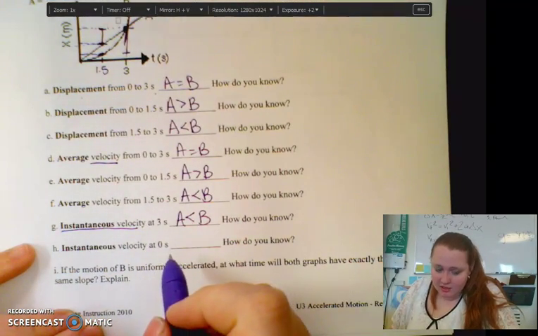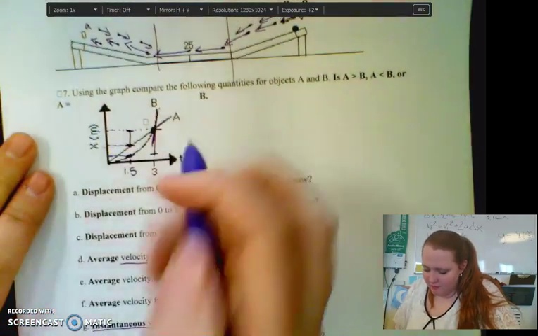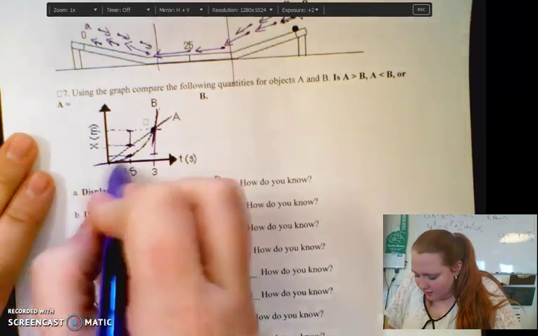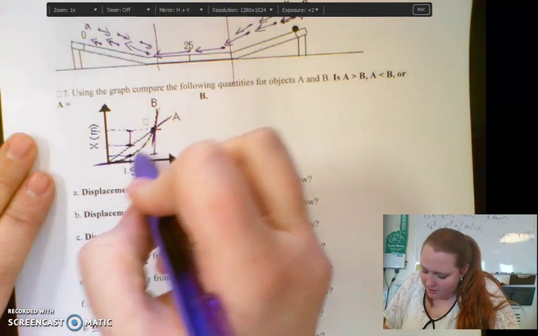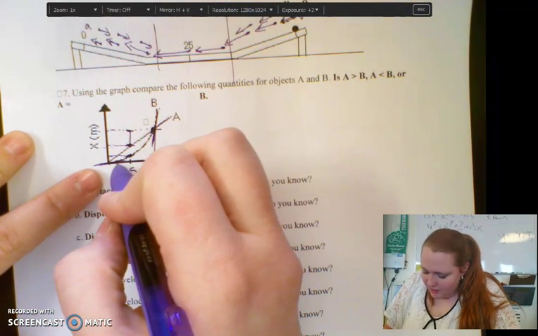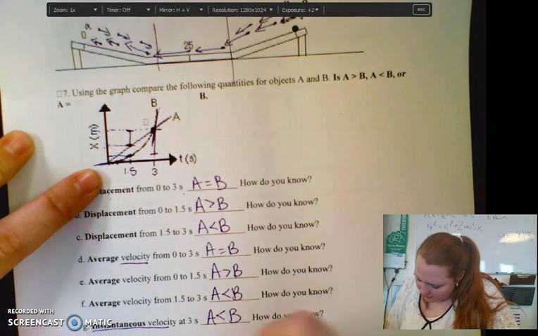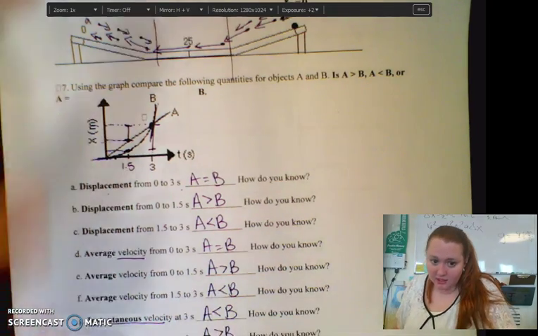And the instantaneous velocity at 0 seconds. Well, it looks like B is not even moving to start out with, and then he speeds up. So B has a much lower velocity right at the beginning. So we would say A is greater than B.